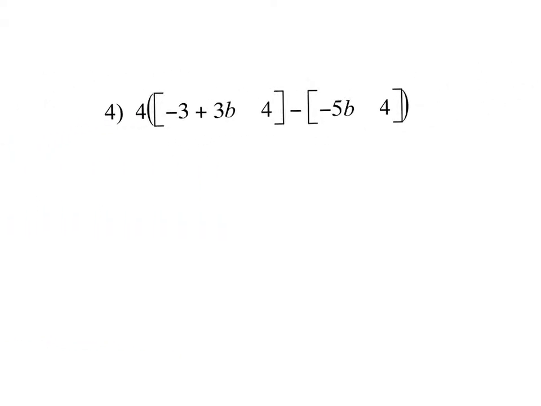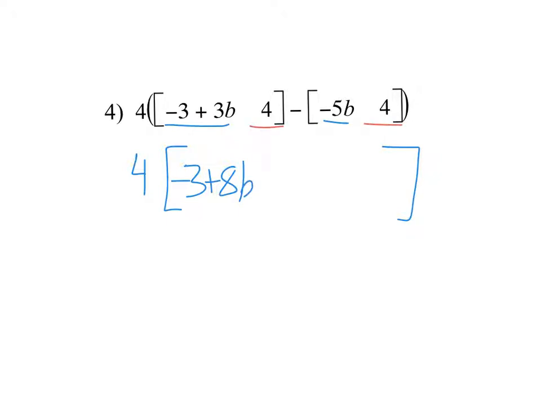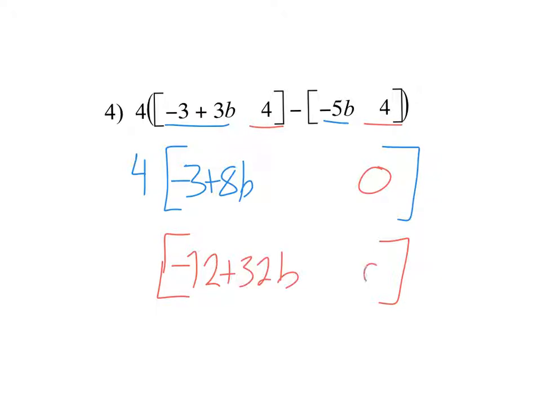For number 4, we've got some matrices that involve some variables. This is 1 by 2, and this is also 1 by 2. So we're going to start off with the stuff inside the parentheses and then deal with the thing on the outside. So element number 1 is going to be negative 3 plus 3b minus negative 5b, or negative 3 plus 8b. And then element number 2 is going to be 4 minus 4 is 0, leaving me with a final matrix that's a 1 by 2. First piece, negative 12 plus 32b, and second piece, 0.